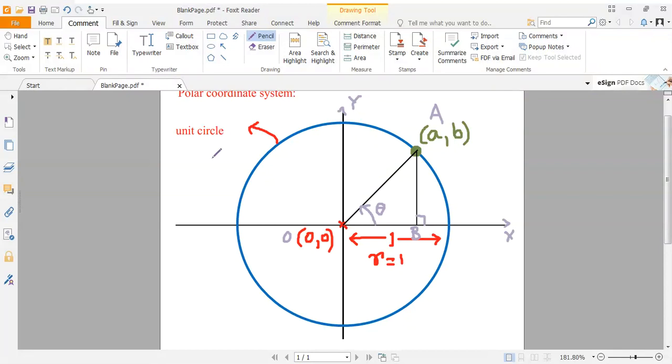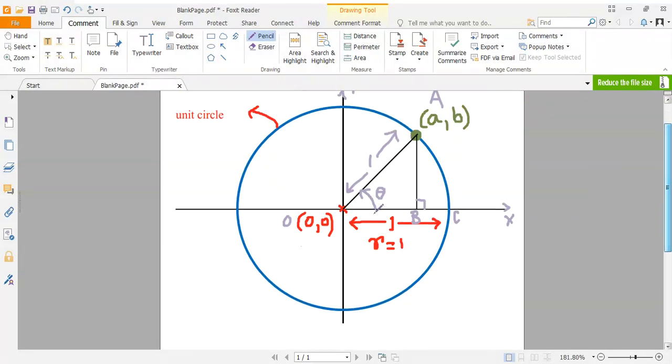Now I'll be bringing in the concept of trigonometry. Note that if this point is C, then OC, as I had mentioned before, is 1 unit. But this line OA is also the radius of the circle, right? If OC is a radius, so is OA. We know that the radius of a circle is a constant for a particular circle, so this distance should also be 1 unit. If OC is 1 unit, then OA is also 1 unit.